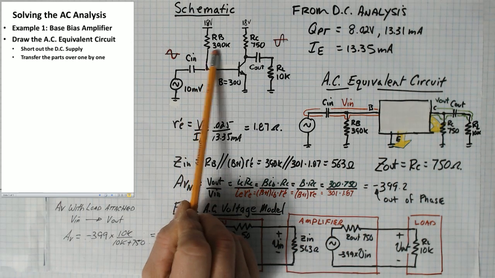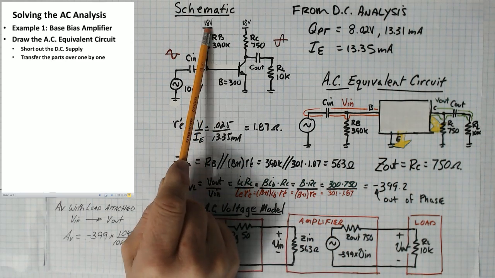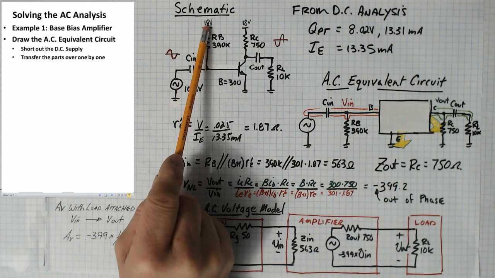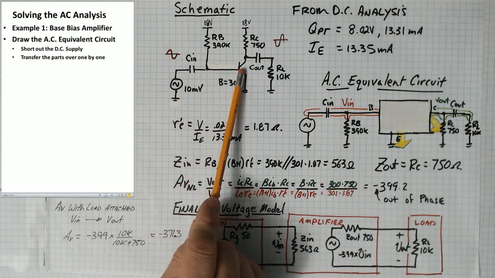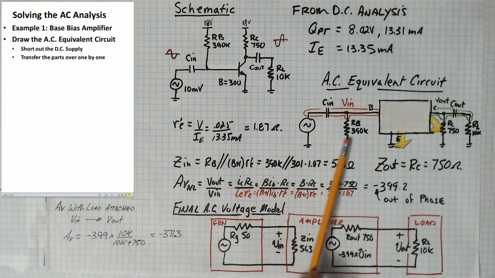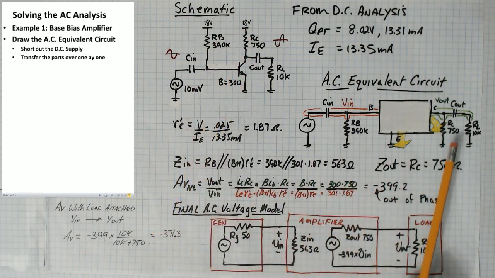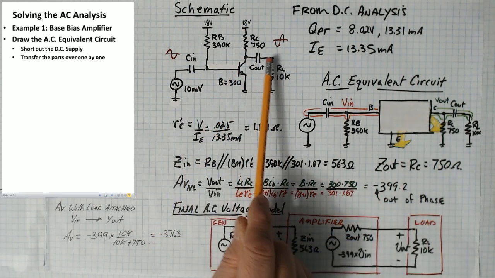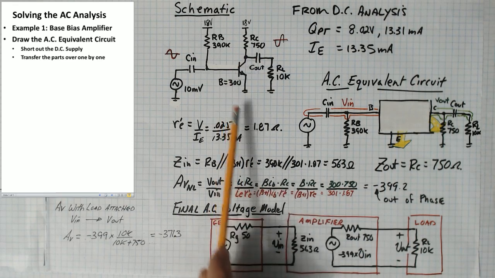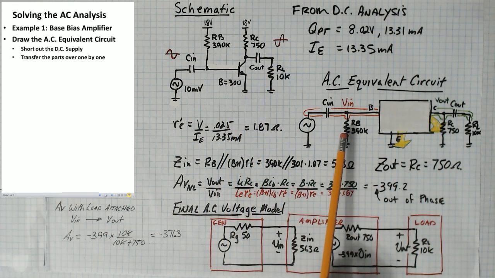So for instance, this base resistor here, when we short the DC to ground, goes between ground and the base of the transistor. Over here, it goes from ground to the base of the transistor. The collector resistor would go from the collector to ground, and that's shown here. And then the load is connected to the collector through a capacitor to ground. So there's RB, RC, and RL taken over.